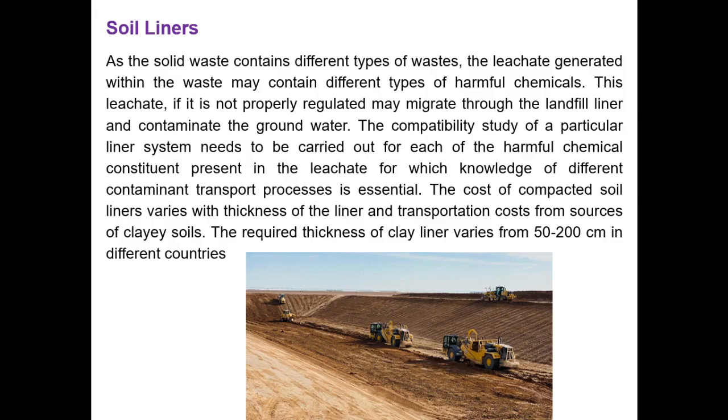The compatibility study of a particular liner system needs to be carried out for each of the harmful chemical constituents present in the leachate, for which knowledge of different contaminant transport processes is essential. The cost of compacted soil liners varies with the thickness of the liner and transportation costs from sources of clayey soils. The required thickness of clay liner varies from 50 to 200 centimeters in different countries.